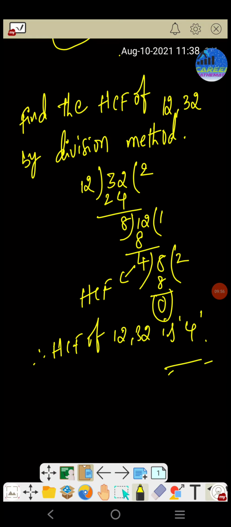Understood? How to find the HCF of the given two numbers in the prime factorization method and in the division method. So like this, solve the remaining problems in your exercise book. In the next class, we will discuss how to find the LCM of the given two numbers. Okay? Thank you.